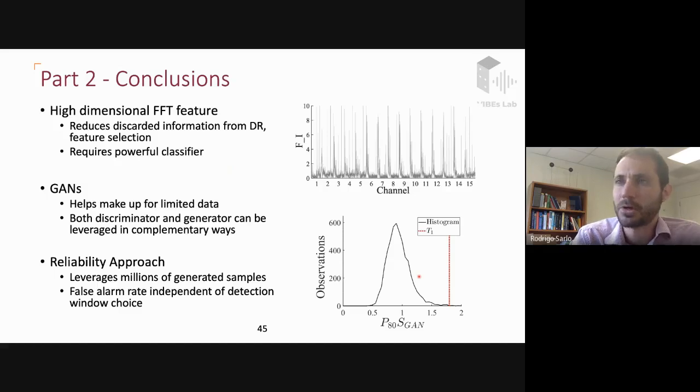And specifically, we're using recurrent neural networks to do the classification. The GANs themselves help us make up for limited data, especially in high dimensions, and we can leverage both discriminators and generators in their own way. In particular, the generators are leveraged in a reliability approach, which helps us stabilize the false alarm rate and performance of the algorithm independent of user selection or user choices, which is nice because that's one less bit of a priori information that you have to worry about. You can select it, but the performance will be relatively stable.